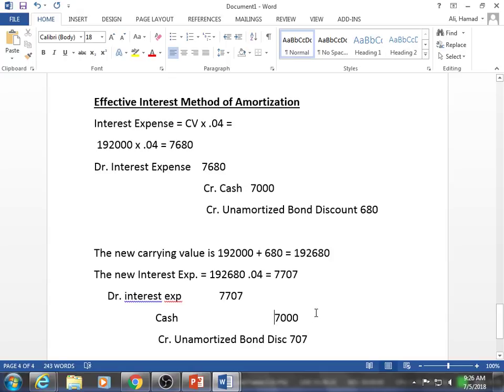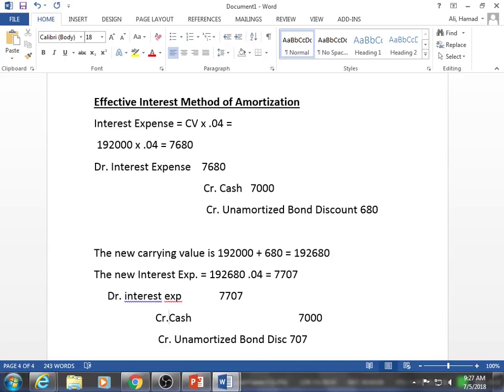Is it going up or down? Going up, because you've got to get to 200,000. The carrying value is going up, so you have to keep multiplying by 4%. That's how you do the amortization. You keep doing it until the new carrying value is equal to 200,000. Okay, so let's look at the premium now.